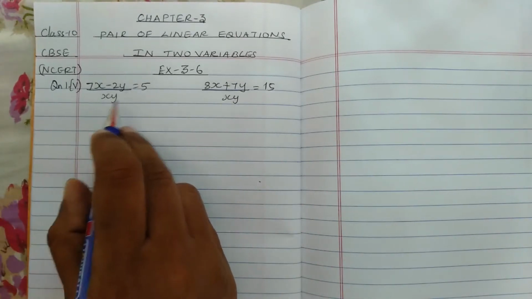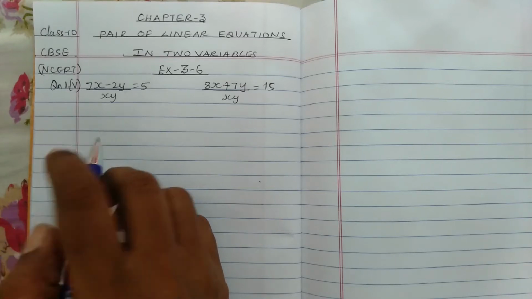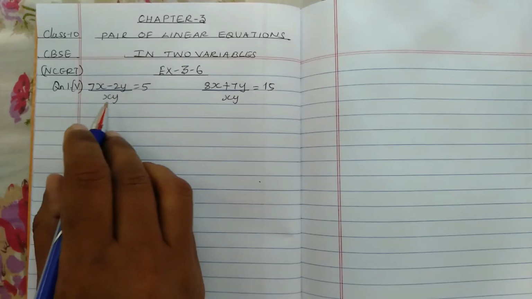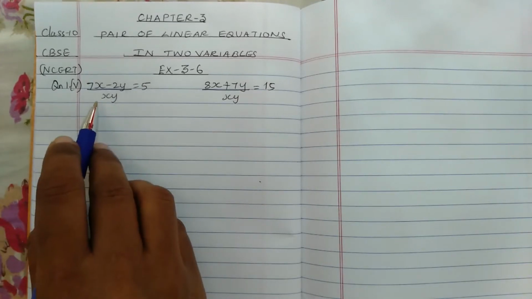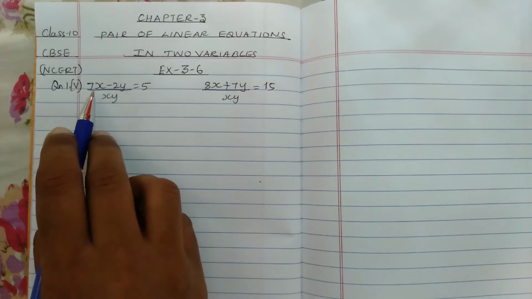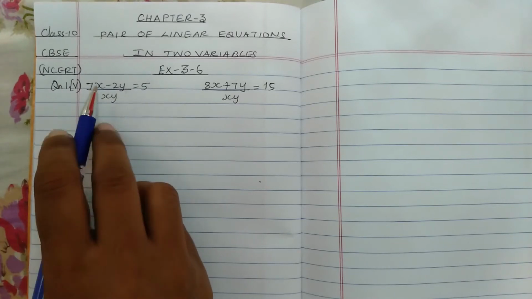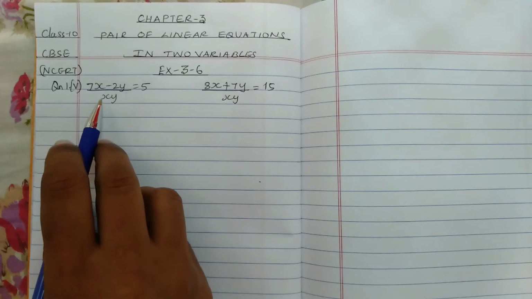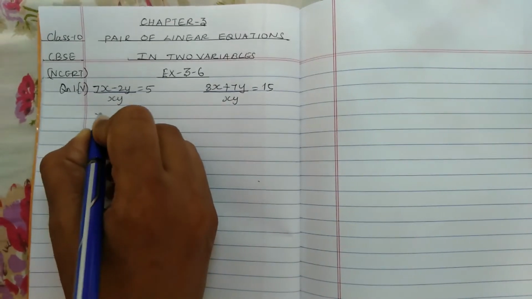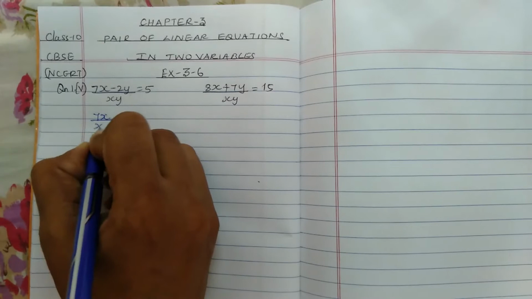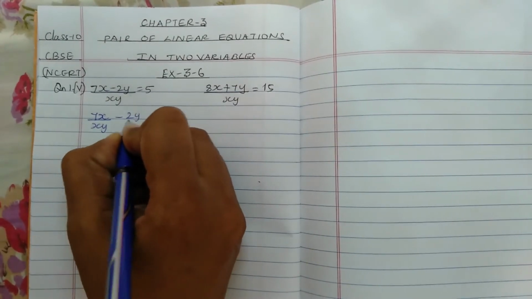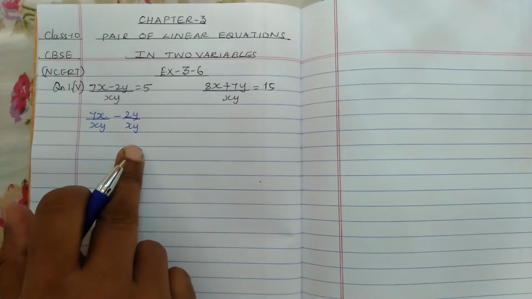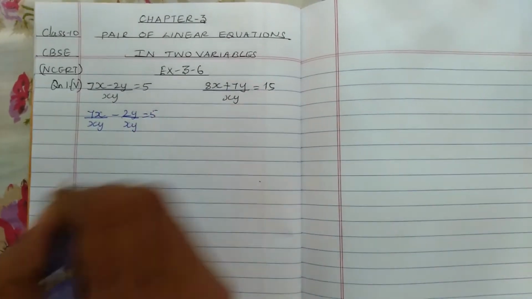We have to actually get rid of this xy from here. So what we need to do is, we have to divide both the terms by x and y, because here we have only one denominator which is xy, and we have two numerators. So this means that both the numerators have a common denominator xy. So we can write it as 7x by xy minus 2y by xy, this is an elaborate form, is equal to 5.